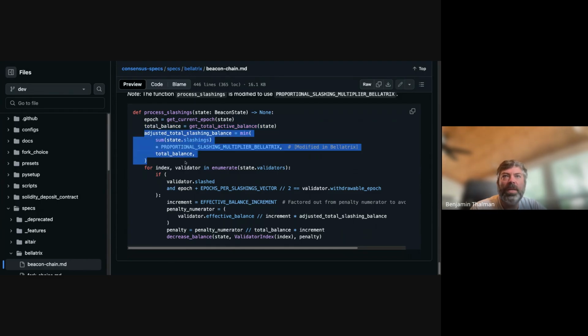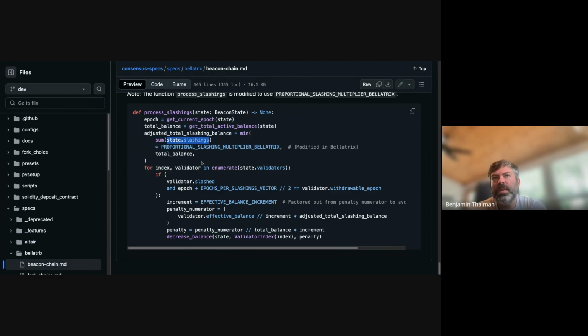This is the next calculation, adjusted_total_slashing_balance. You can see it's taking the minimum. Basically, you can ignore the minimum piece. All that's doing is saying, if this part right here, sum(state.slashings) times PROPORTIONAL_SLASHING_MULTIPLIER_BELLATRIX, is greater than the total balance, that is all the ETH that's staked, take all the ETH that's staked. The way to think about that is you can't slash more than all of the ETH that's staked. It's not possible. So don't try. Just take the total balance.